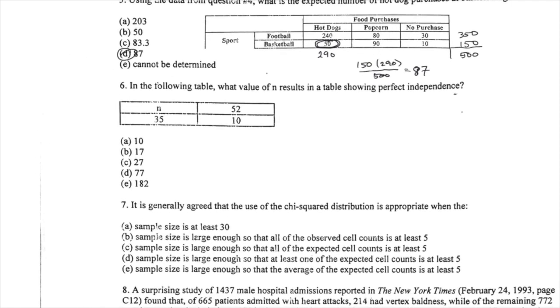Remember, perfect independence says I want a chi-squared statistic of 0. They're perfectly proportional. And the way we can do that really easily is n over 35 is equal to 52 over 10. I can cross multiply, but really what I'm going to do is 35 times 52 over 10, and that's going to tell me what my n value is. So 35 times 52 divided by 10 is 182.